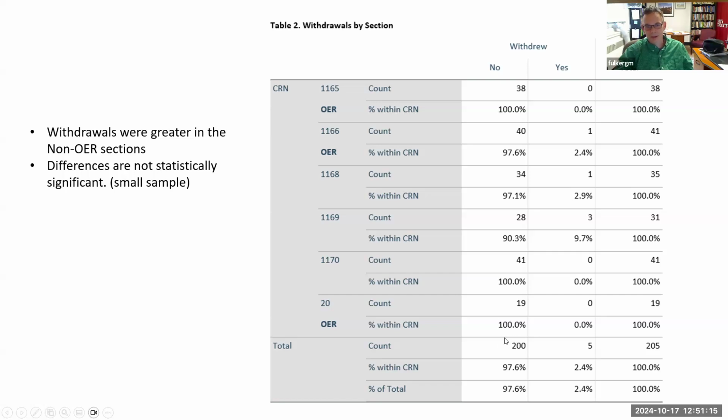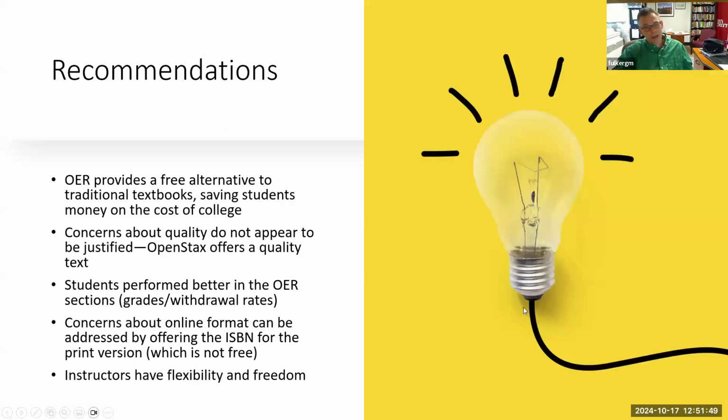That doesn't mean that the non-OER necessarily had higher rates of withdrawal. Like this section, nobody withdrew. It was a non-OER section. But here, 90% finished the course. So 10% almost withdrew from that section, which is an alarmingly high number. 9.7% withdrew from the non-OER section, and about 3% here. So a little more variability at least. So maybe minor evidence here that withdrawal rates are improved by adopting OER text.